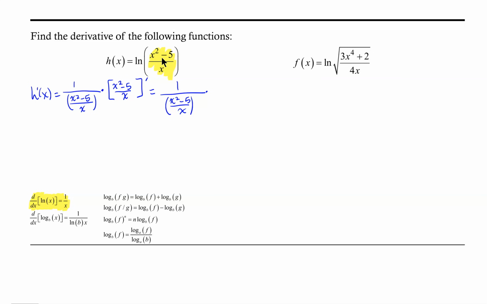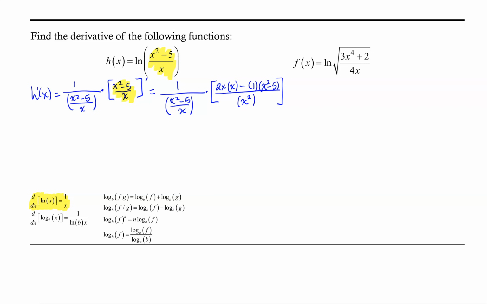Then with the chain rule, using the quotient rule to find the derivative of that argument, we will have the derivative of the numerator, which is 2x, times the denominator, which is x, minus the derivative of the denominator, the derivative of x is 1, times the numerator, x squared minus 5, all over our denominator squared.